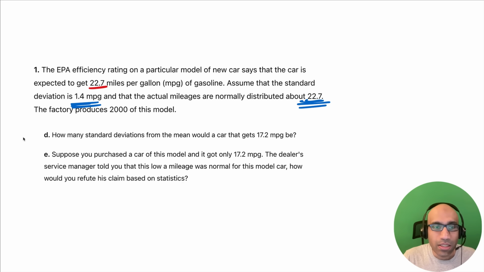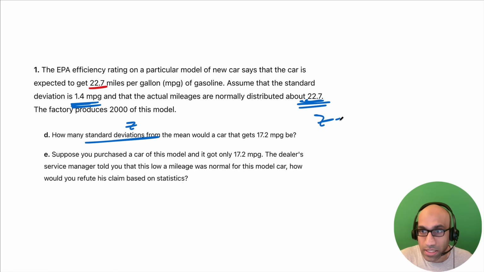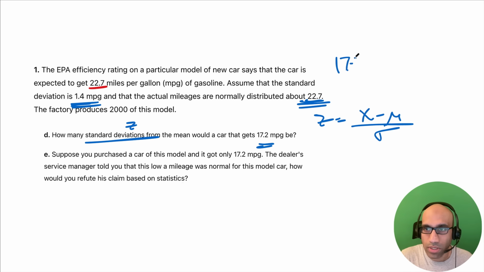All right, D and E. Let's look at these. So D is like the stepping stone for E. So how many standard deviations from the mean would the car be? This is just another way to say the same thing, meaning z-score. So what's the z-score? The z is equal to x minus mu over sigma. So what is the x here? This raw score, right? It's 17.2 minus the mean we know is 22.7, over the what is it, 1.4.